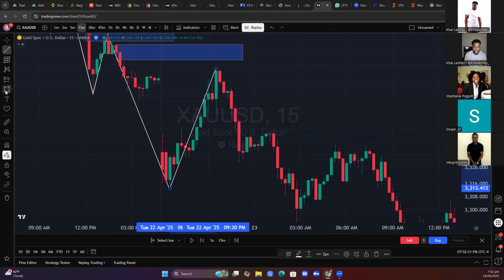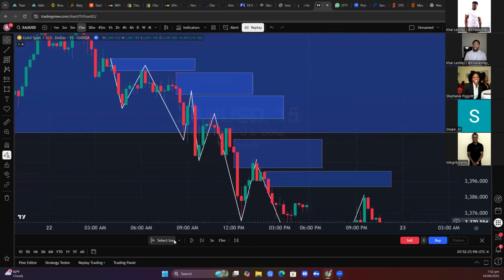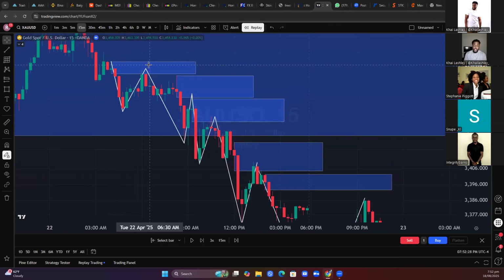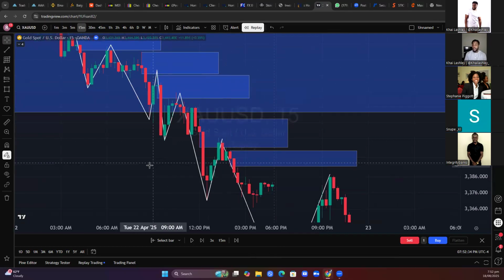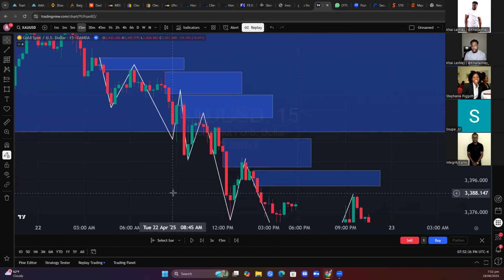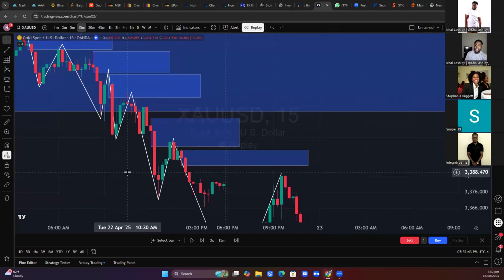Sometimes you will miss it. But trust and believe, just like how we saw here, look how many opportunities you had on one trade. You have one, two, three, four opportunities here on one trade. Remember, you're on the 15-minute time frame. Very important: 15-minute time frame. So you know the area that you're looking at.